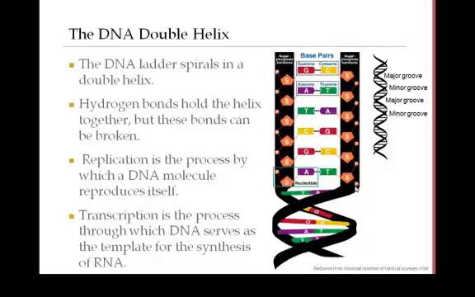And so in order to replicate the DNA, the DNA molecule will have to separate or be broken apart, as well as for transcription. Now replication is the process by which a DNA molecule reproduces itself. Every time a cell divides, it needs to replicate its DNA. And transcription is the process through which DNA serves as the template for the synthesis of RNA. And so in order to get RNA to make protein, and we'll talk about that in a bit, the DNA again needs to be separated so that an RNA copy can be made of the DNA.